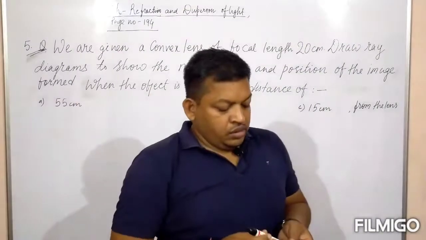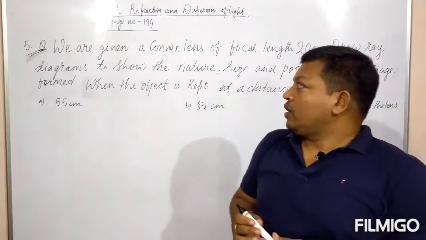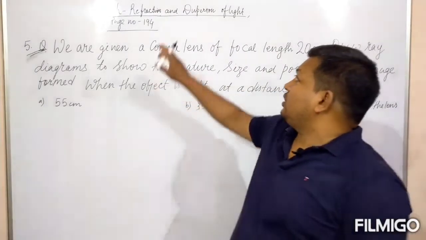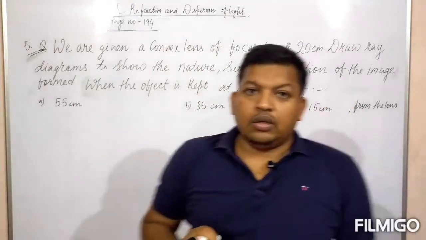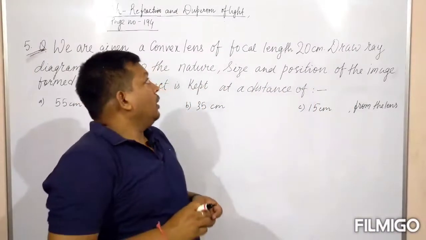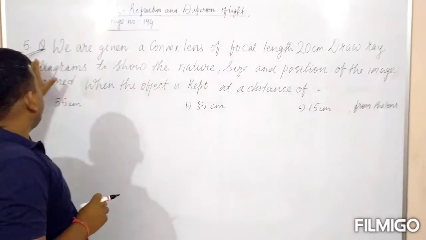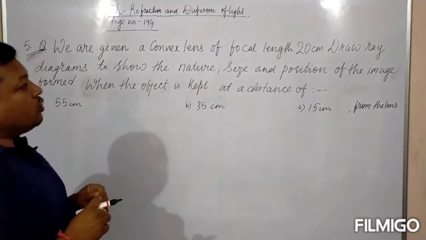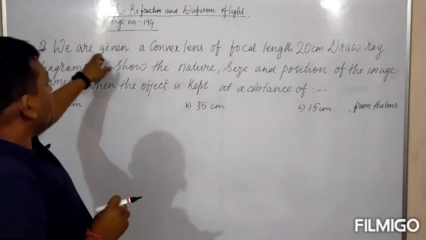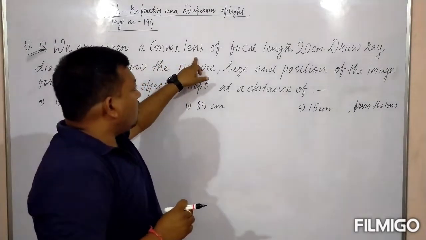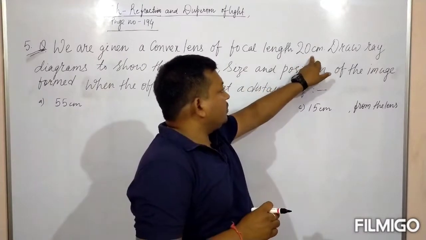Children, here is a question from the chapter Refraction and Dispersion of Light of class 8, page number 194. Question number 5: we are given a convex lens of focal length 20 cm.